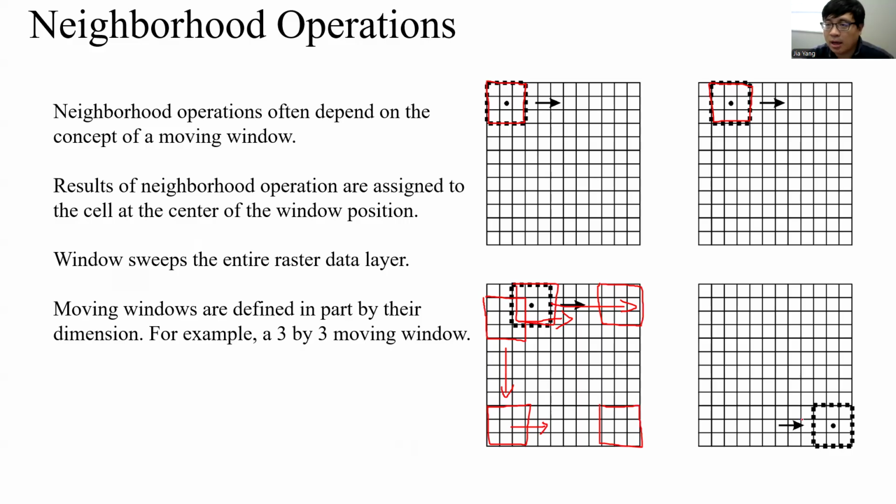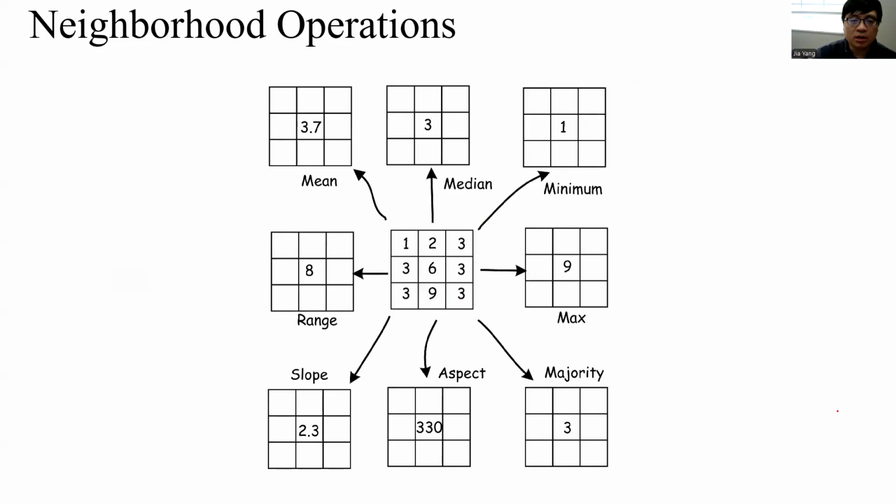So when the moving window moves to this place, that's the end. For the moving window, we can calculate the mean of the 9 pixel values. We can also calculate the median, or get the minimum of the 9 values, get the range and the maximum of the 9 values. In this case, for 1, 2, 3, 3, 6, 3, 3, 9, 3.